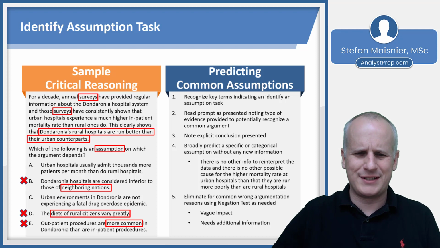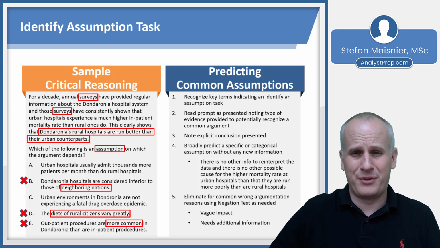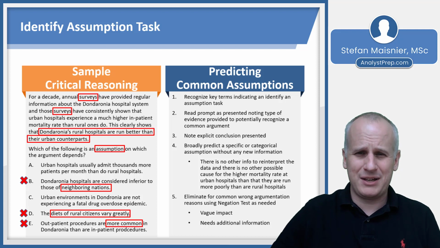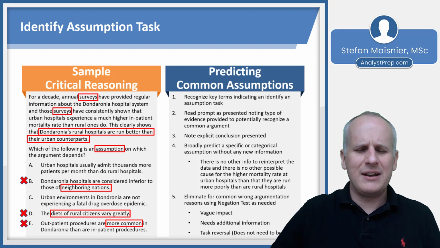And similarly, choice D, the diets of rural citizens vary greatly. Again, we could call this vague too, but we don't know how those diets vary, whether they're better or worse. This can be a trap, though, if you assume that the rural diets are worse. It doesn't say that they are, so we can eliminate choice D for needing additional information as well.